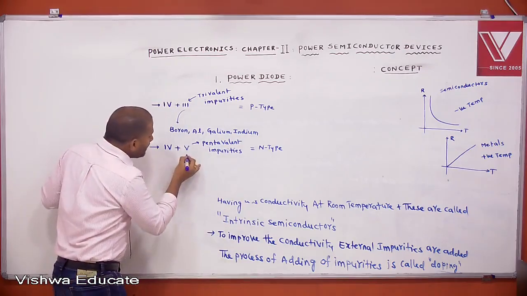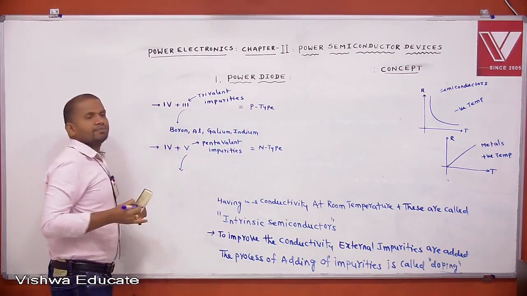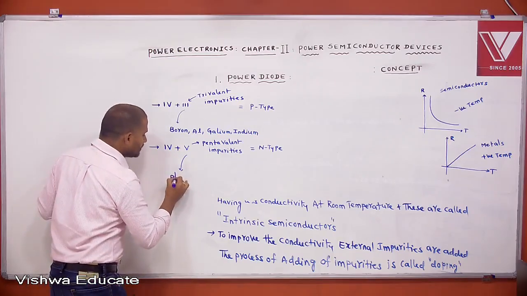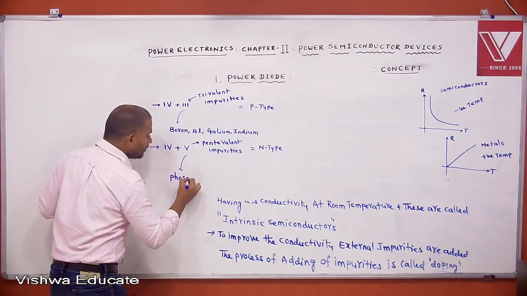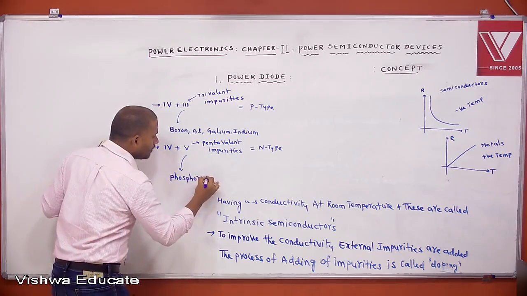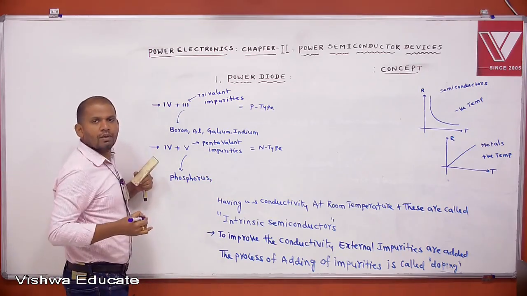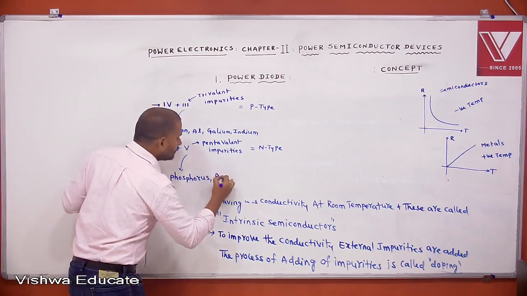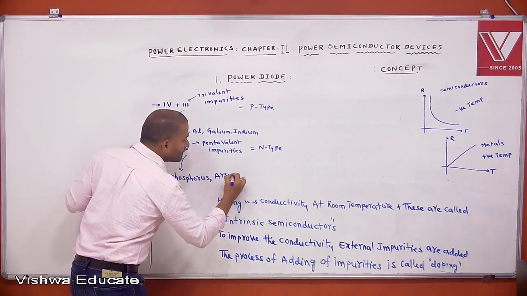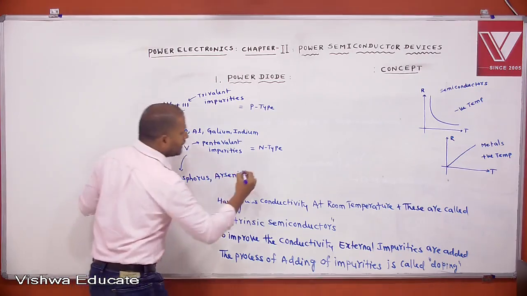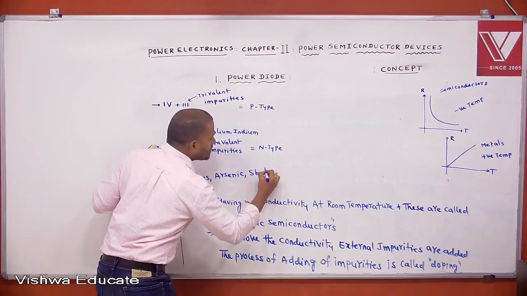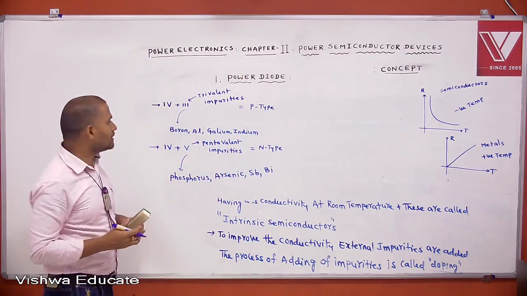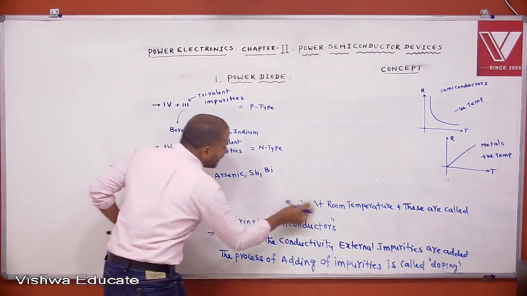Then what are the pentavalent impurities? You tell me. One is phosphorus, another one is arsenic, antimony, bismuth. These are pentavalent impurities. Then it becomes an N-type semiconductor.